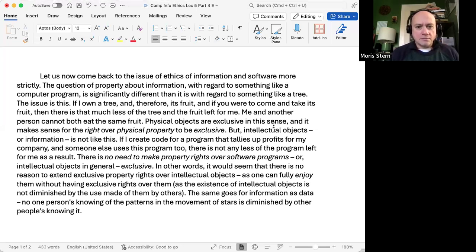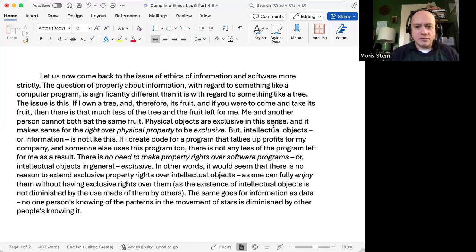But intellectual objects or information is not like this. If I create a code for a program that tallies up profits for my company and someone else uses this program too, there is not any less of the program left for me as a result. There is no need to make property rights over software programs or intellectual objects in general exclusive.